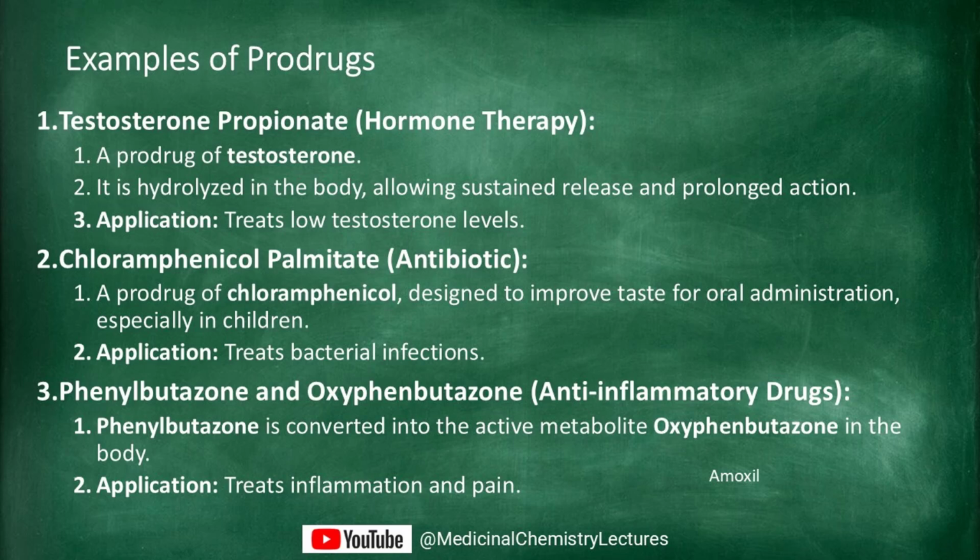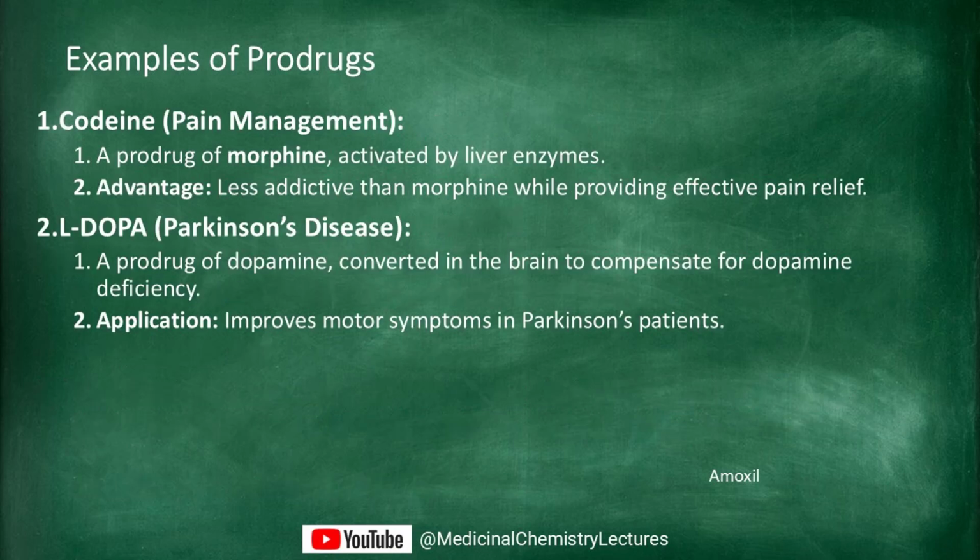Phenylbutazone and oxyphenbutazone, anti-inflammatory drugs. Phenylbutazone is converted into the active metabolite oxyphenbutazone, which reduces inflammation and pain. Codeine, pain management. A prodrug of morphine, codeine is activated by liver enzymes and provides effective pain relief with less addiction risk. L-DOPA, Parkinson's disease. A prodrug of dopamine, it crosses the blood-brain barrier and is converted into dopamine to help Parkinson's patients. Each of these prodrugs highlights the clever use of metabolism to optimize drug delivery and action.